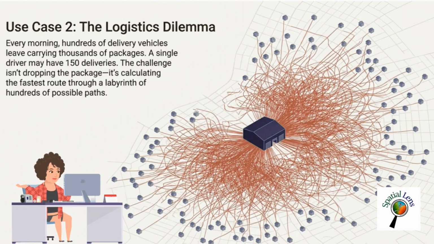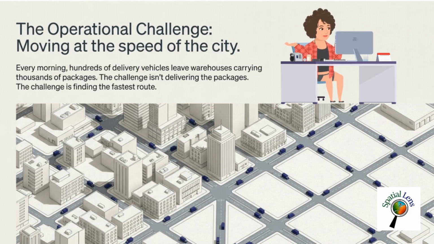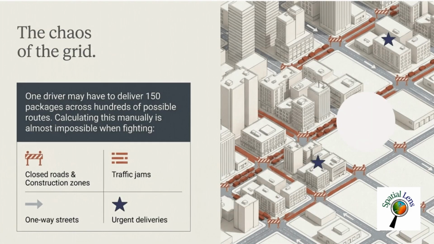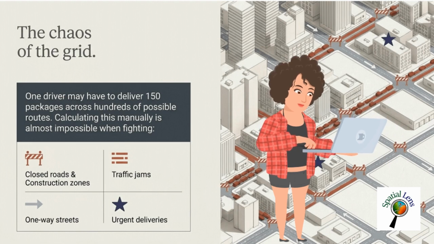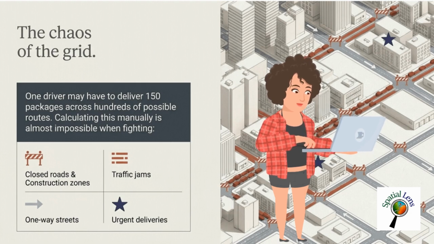GIS Use Case 2. Delivery Route Optimization. The challenge isn't delivering the packages. The challenge is finding the fastest route. Now think about a delivery company. Every morning hundreds of delivery vehicles leave warehouses carrying thousands of packages. One driver may have to deliver 150 packages. There are hundreds of possible routes. Some roads are closed. Some roads have traffic jams. Some roads are one-way. Some customers need urgent deliveries.